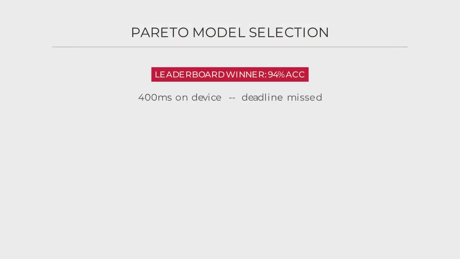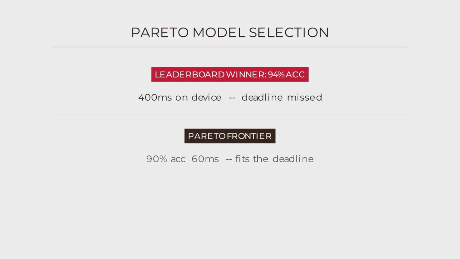The benchmark accuracy lies to you. The leaderboard winner has 94% and tops every chart. Put it on your device. It runs in 400 milliseconds and misses the deadline. A model at 90% fits in 60 milliseconds. You would have picked it if you had plotted the whole field. The leaderboard optimizes for the leaderboard's constraints, not yours. The Pareto frontier is what model selection actually is.